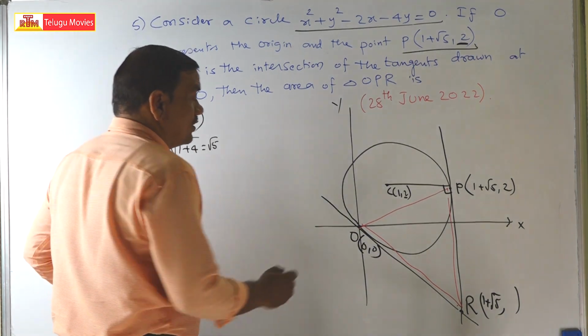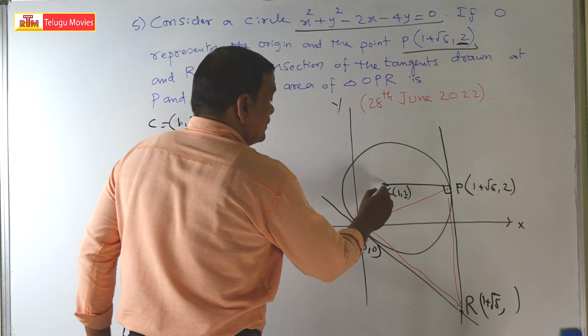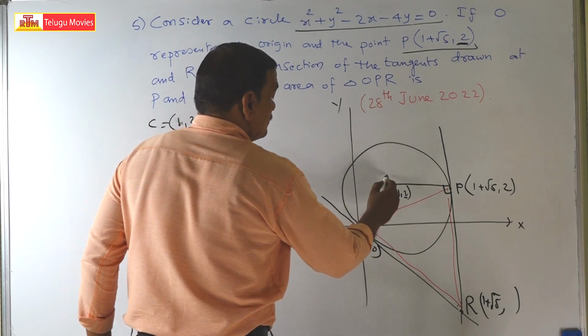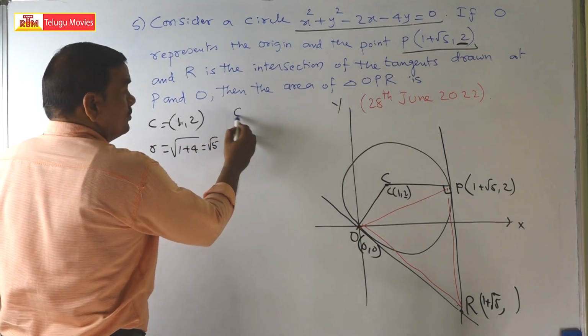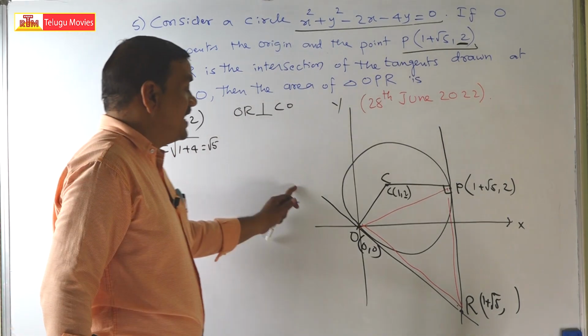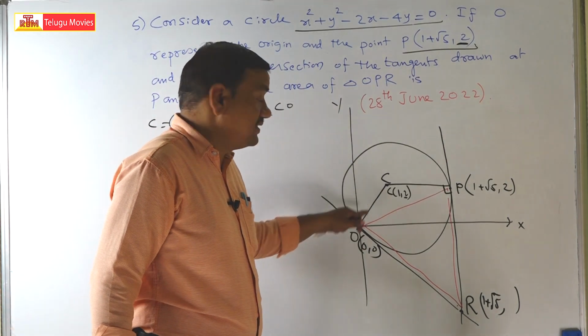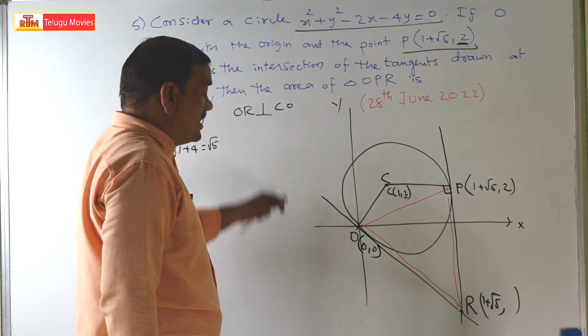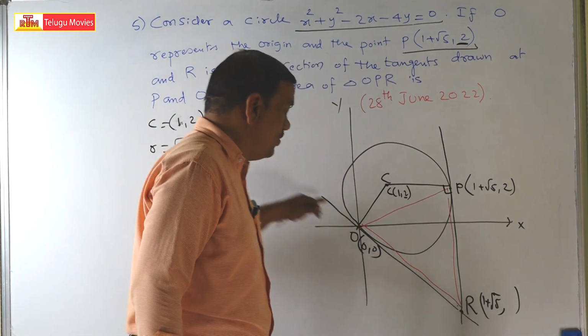So if you observe, the line OR is perpendicular to CO. That means OR is perpendicular to CO. Why? The tangent is perpendicular to the radius at the point of contact. First I will find out the equation of the line OR.